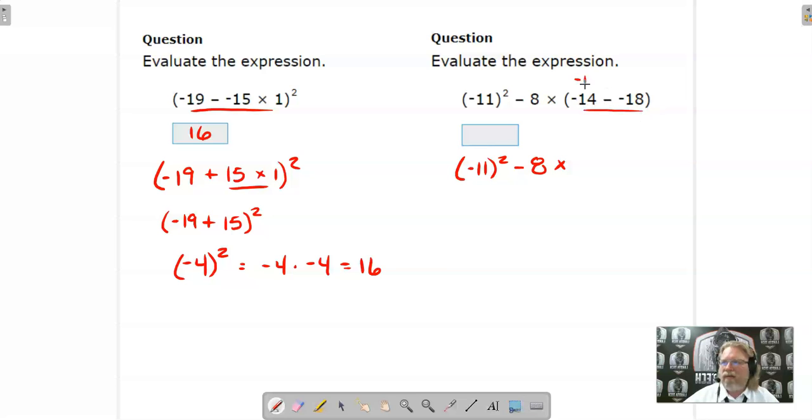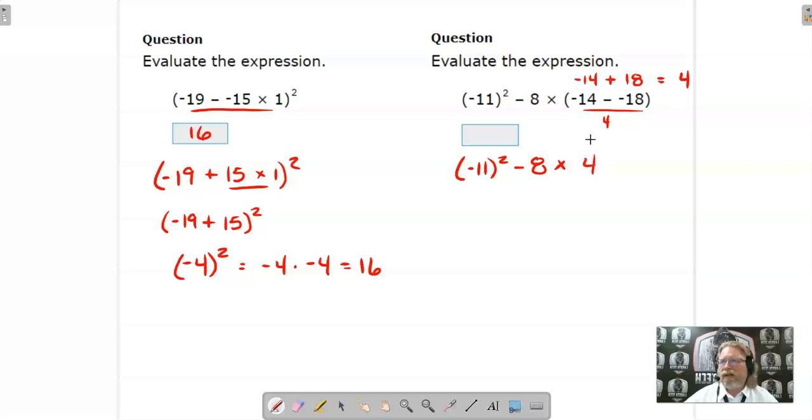So think of this as -14. Change the sign. The opposite of -18 is +18. So I'm adding a negative and a positive number. So they're different. Let's go ahead and subtract them instead. The difference is 4. And the 18 is positive, the 14 is negative. So 18 has a greater absolute value than the -14. So 18 is positive. My answer is going to be positive. So what I get there is 4. So that's 8 times 4.